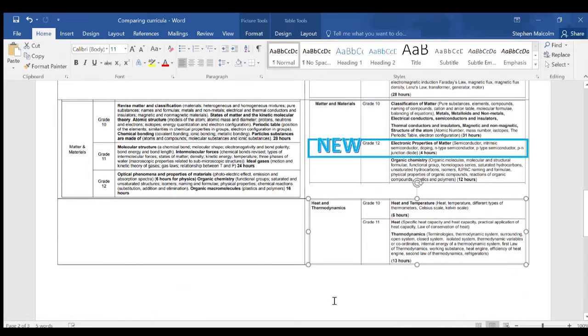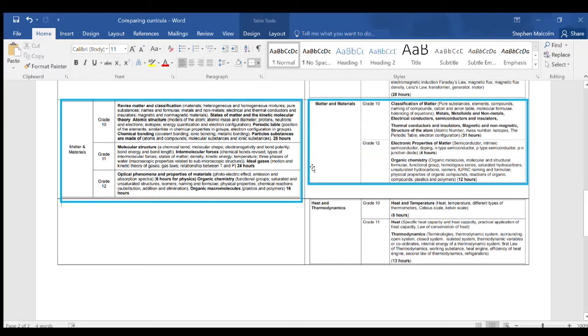So that's where there is some difference. Now, what is new in the technical sciences is looking at the electronic properties of matter. So what semiconductors are, the type of semiconductors, and so on. And semiconductors play an important role in diodes, so P and N junction diodes. So as I said, this is new in the technical sciences. It is not taught in the physical sciences. Although this section was in the original NCS curricula, which was amended when CAPS was brought out.